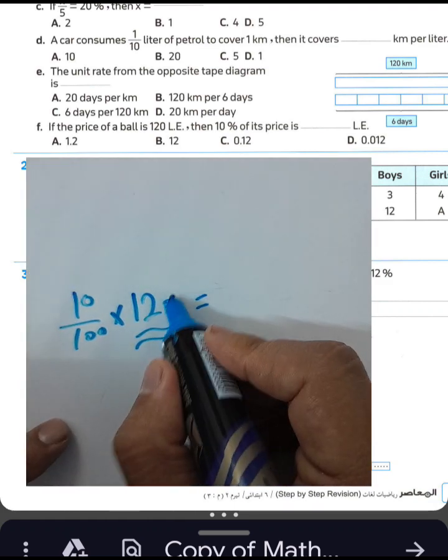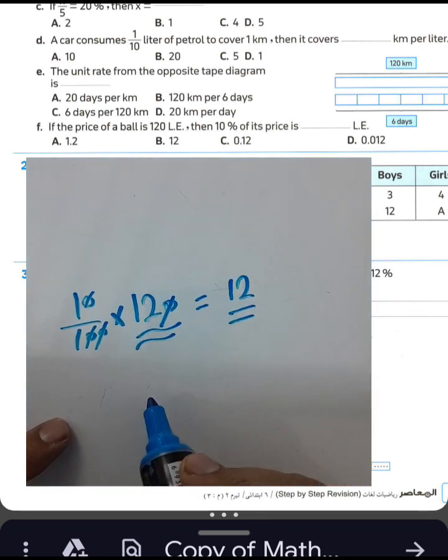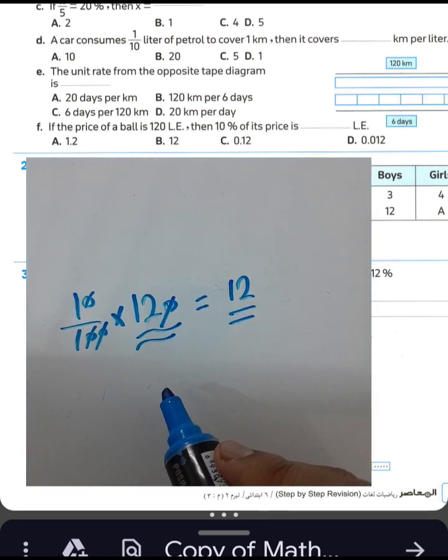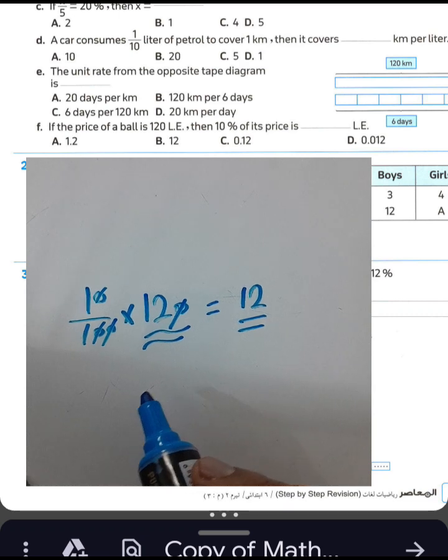Cancel the 0 by 0 and 0 by 0. The result will be 12. Then the result will be 12 Egyptian lira. Question letter F, choose letter B. Okay, understood? You can solve this example by another method.